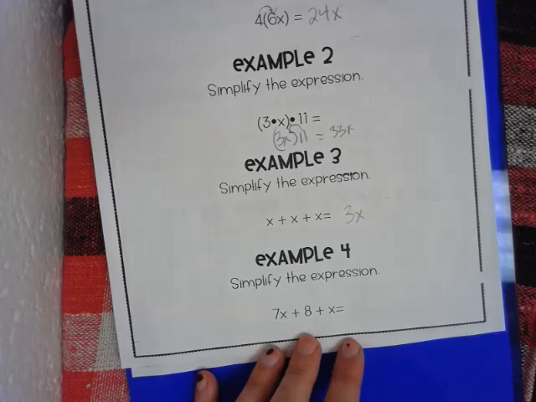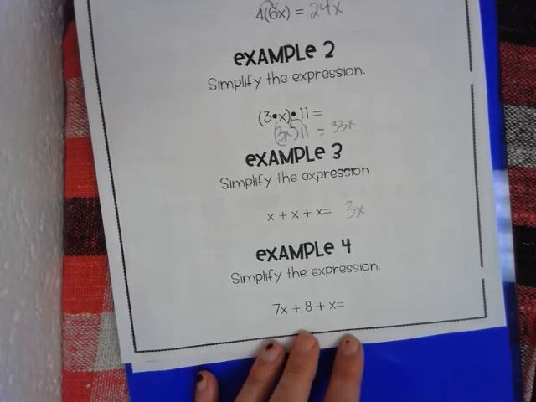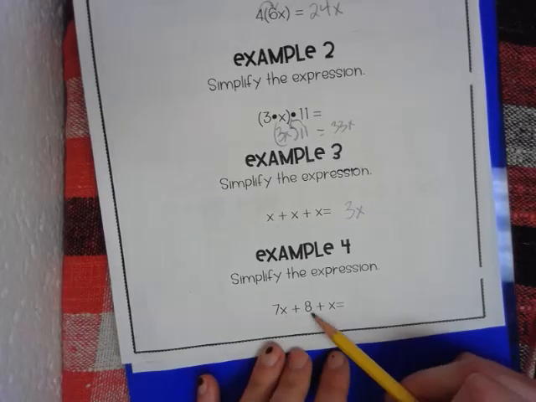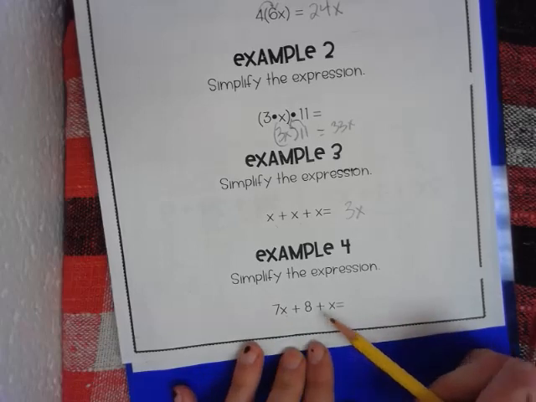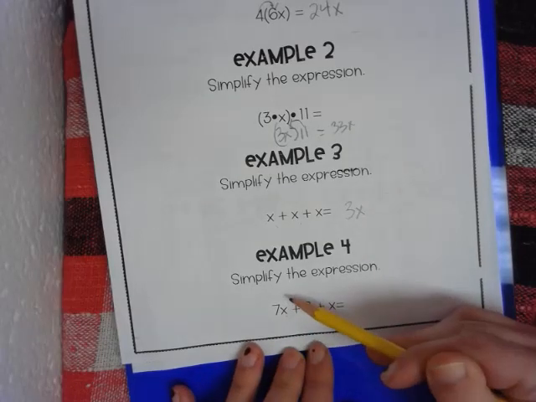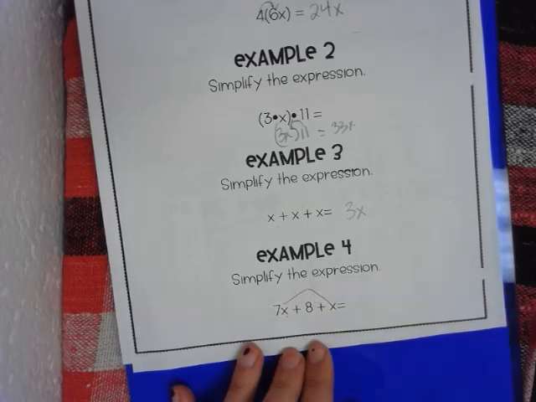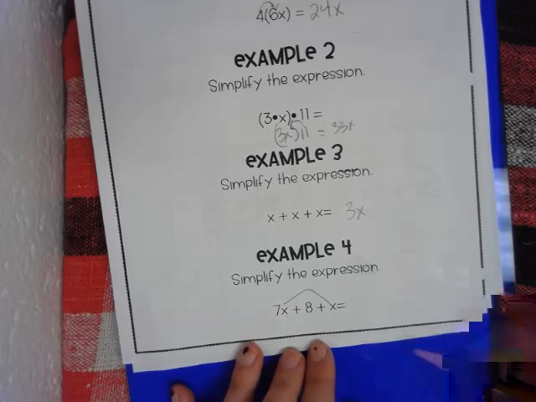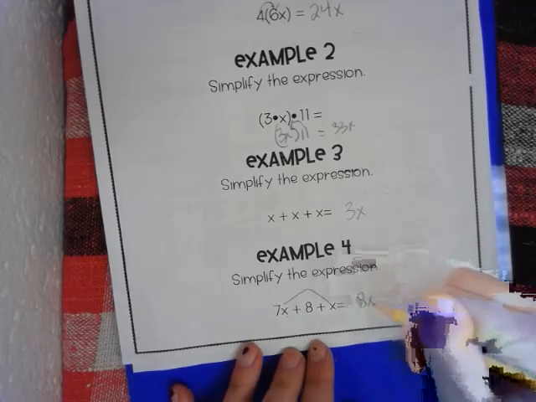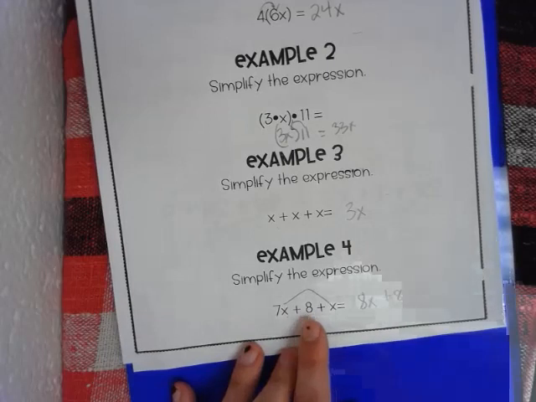And in example 4, simplify the expression, I have 7x plus 8 plus x. Okay, so here is really where we start to think about simplifying or combining like terms. The 7x and the x are alike. So if I have 7 x's and I'm going to add another x, I'm going to have 8x. And then that 8 I can't combine because it doesn't have an x in it. So 8x plus 8.